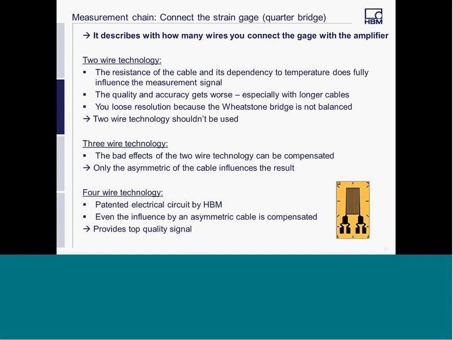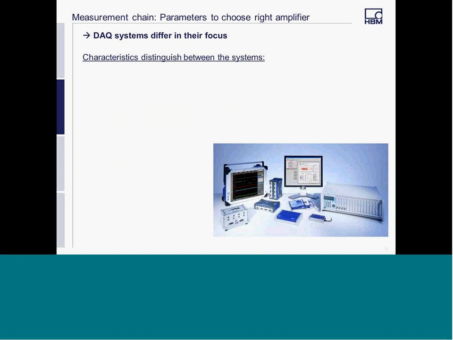Good. Now we know that we use three- or four-wire technology to connect our amplifier. That means it is time now to speak about the amplifier. I don't want to speak about our different systems here. I just want to give you an idea about what questions you should ask yourself to find the right amplifier system for you. If you have answers to the questions that will come up now, then you can go to your sales engineer from HBM, and then you can go through that list, and together with you, he can find the right amplifier system for you.